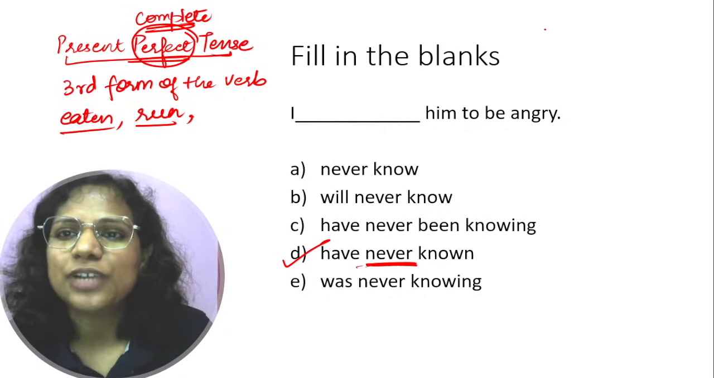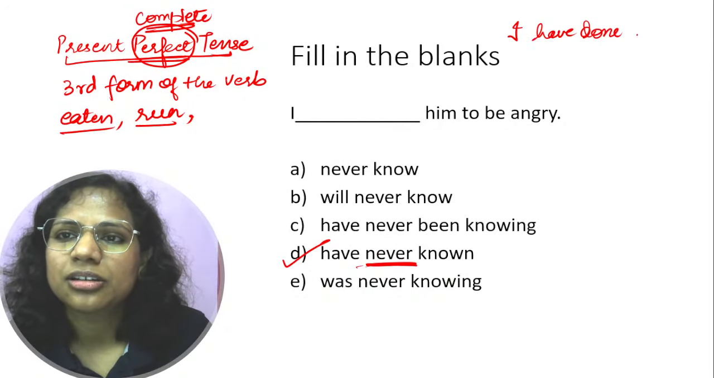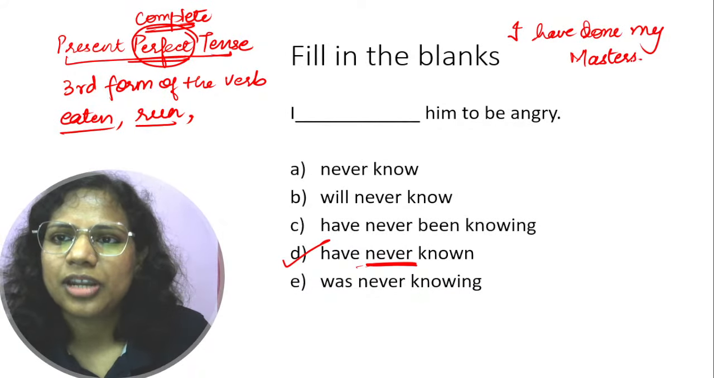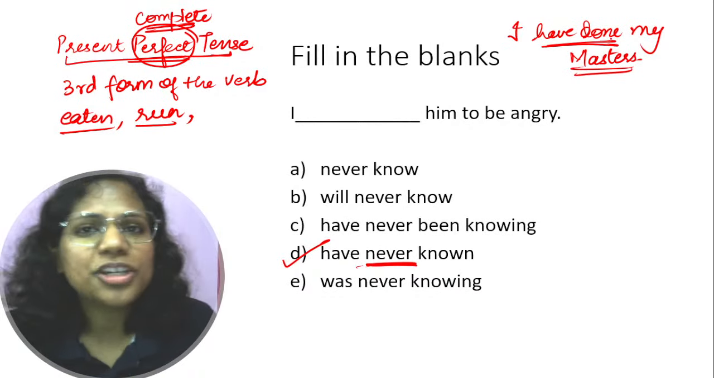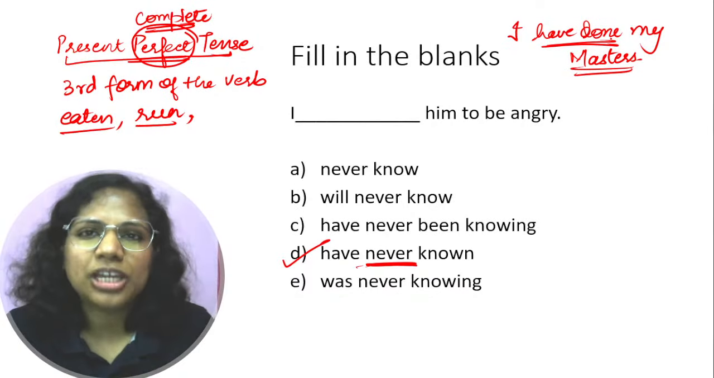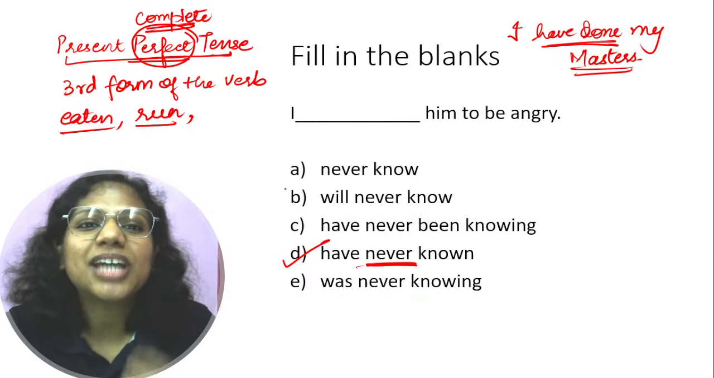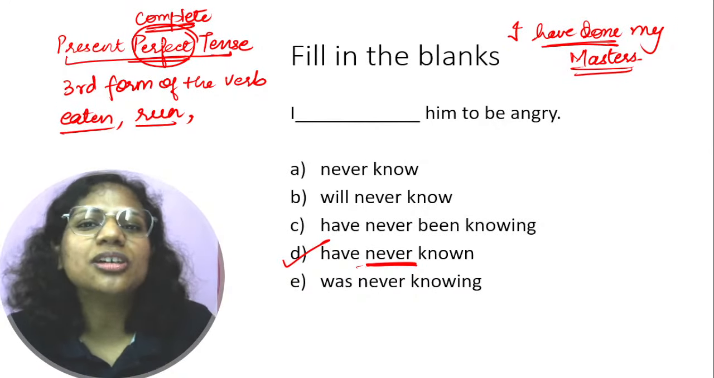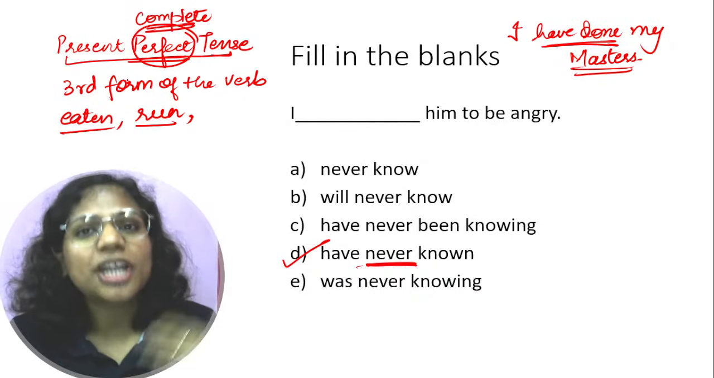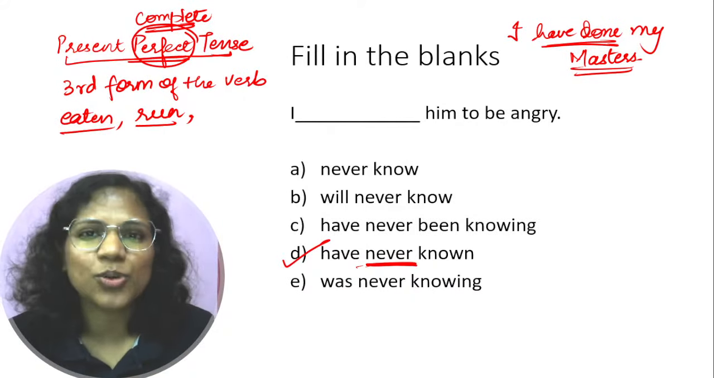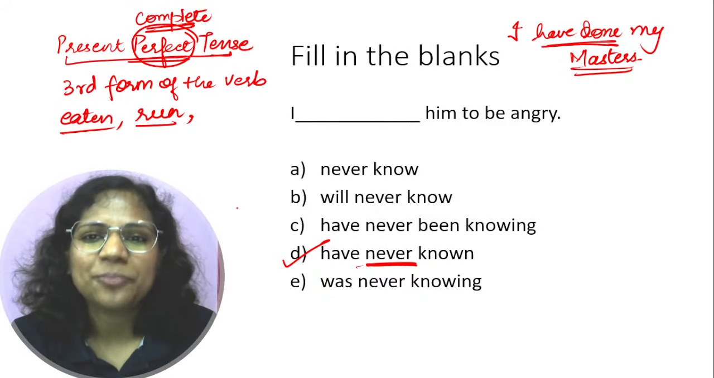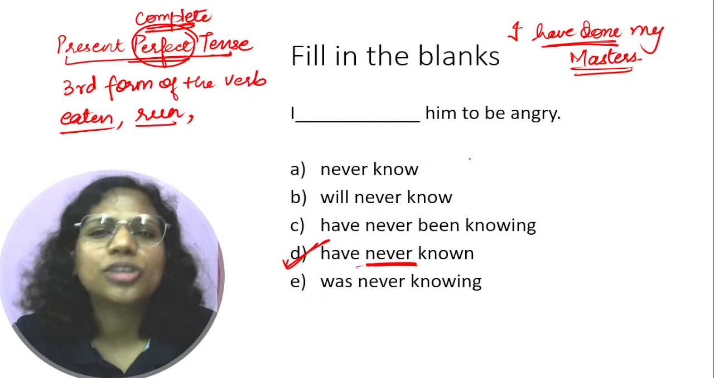Similarly, if I say I have done my masters, I have completed my masters, the time point is not important here. What I'm trying to tell you is that I have done it. So when the time point is not important or when the action is just completed, that's when you use the present perfect. We'll also look at past perfect and future perfect when we come to them, and you'll realize when to use which.